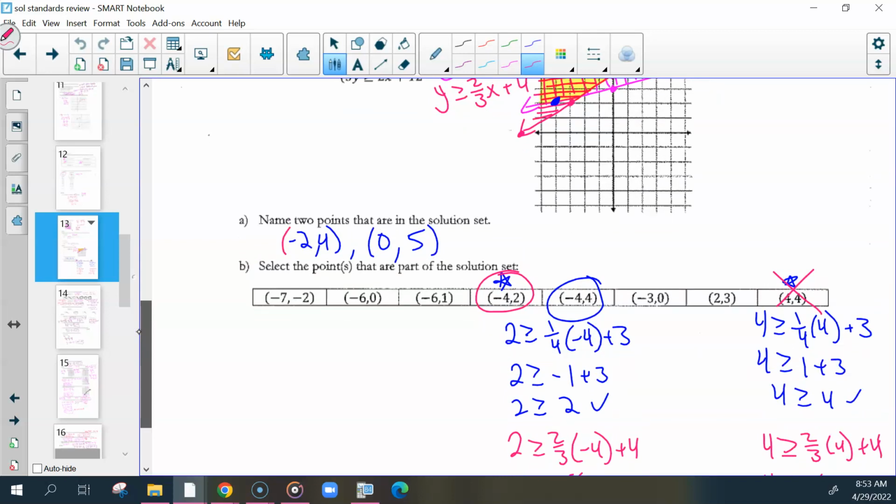Wait, what page is this? I don't think there are page numbers on it. But it's SOL A.5d. 5d? 5d.